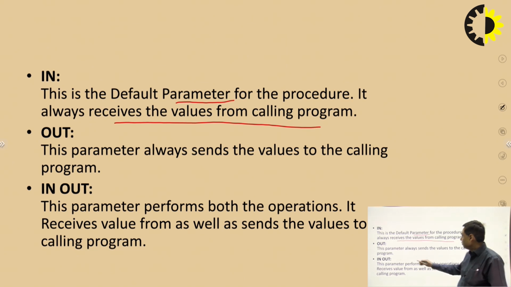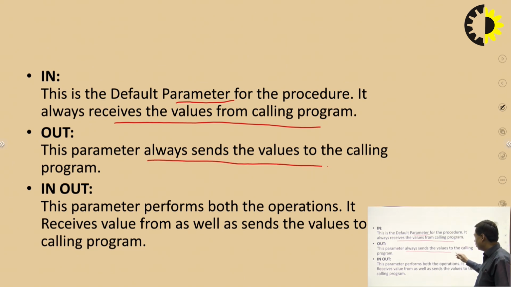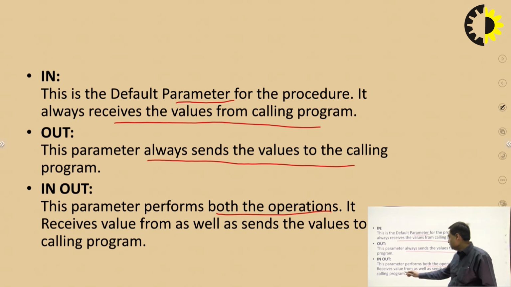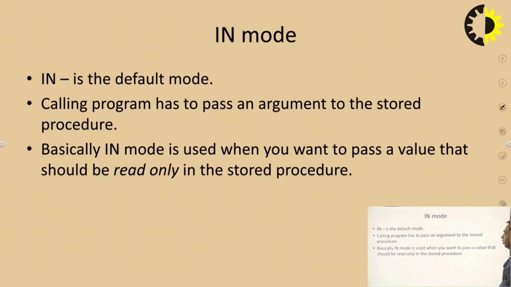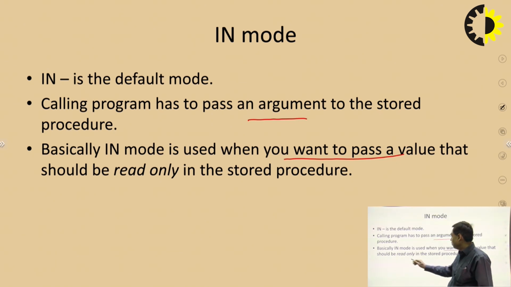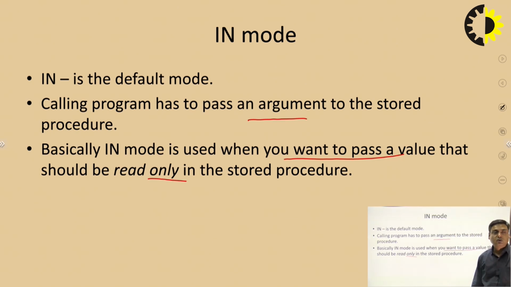In the out mode, the parameter always sends the value to the calling program, and in case of in out, it performs both operations: it receives the value as well as sends the value to the calling program. So in is the default mode. The calling program has to pass an argument if you are using the in mode. Basically, in mode is used when you want to pass a value but you are not interested in changing the value within the procedure. We are passing the value for read only purposes. If you modify the value, that will not be accessible by the calling program.